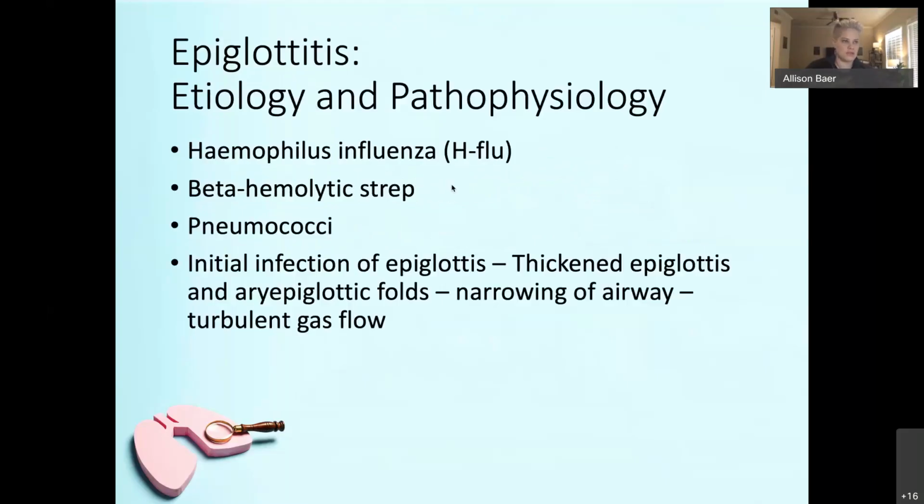So as it starts out, there's some kind of initial infection that centers on that epiglottis, causes the epiglottis to thicken up, all the folds around it to thicken up, which narrows the airway and makes that gas flow turbulent. And the problem is that because it progresses so rapidly, especially with stimulation and agitation, it can swell rapidly even more and close off their airway in an emergent situation.